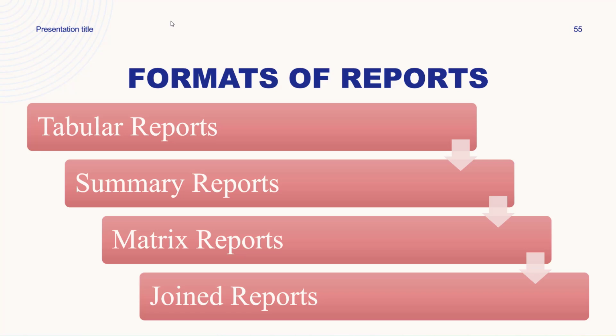Next one is joined reports. Joined reports enable us to create a single report that involves multiple blocks of data. Every block acts like a sub-report with its own set of columns and filters. It is useful when we want to display and compare data from multiple report types in a single view.